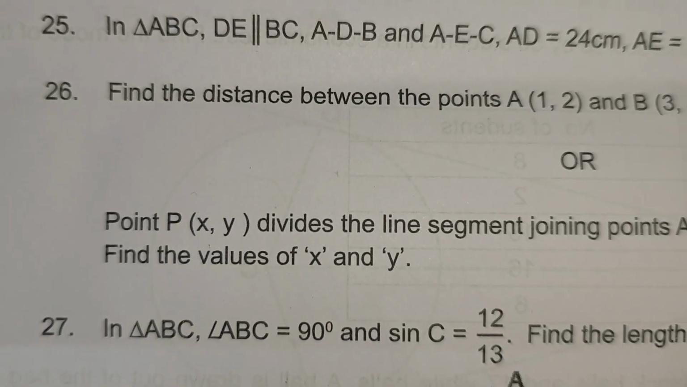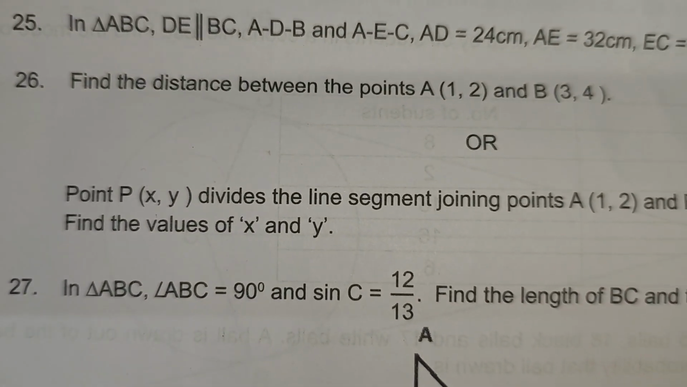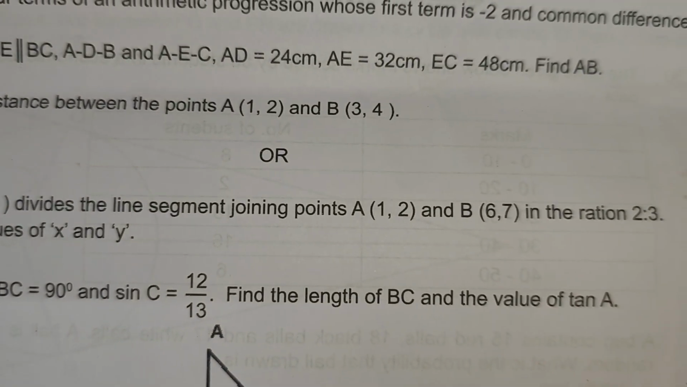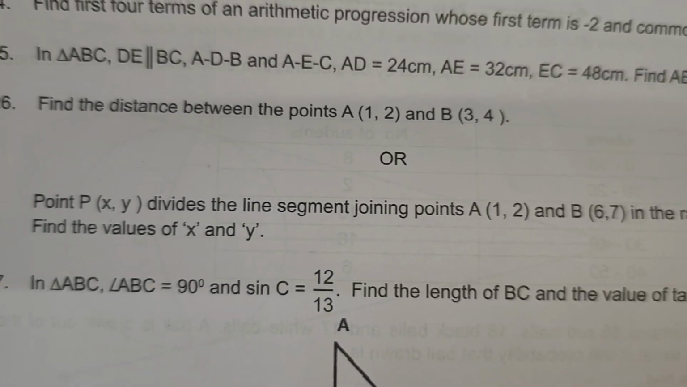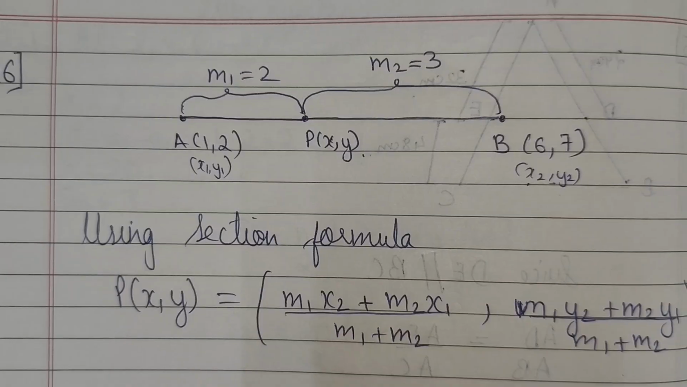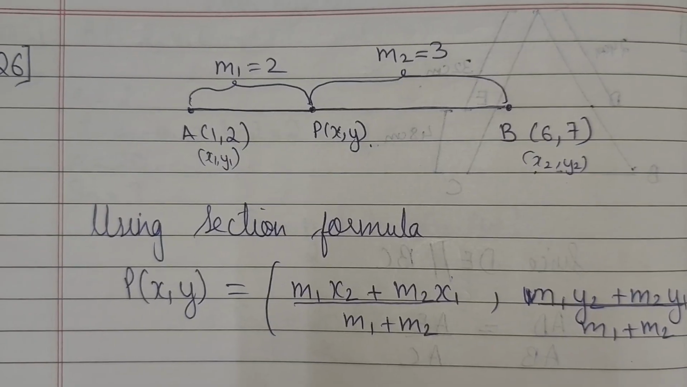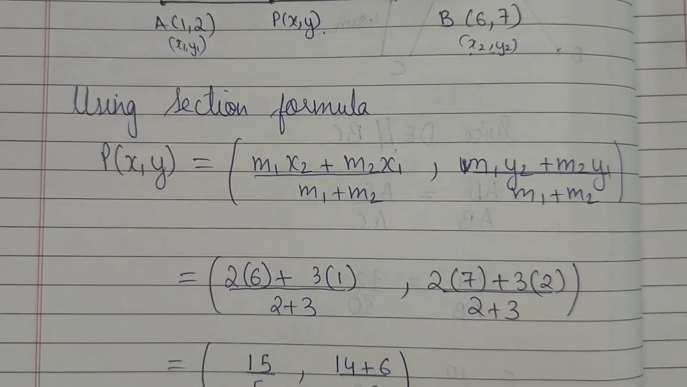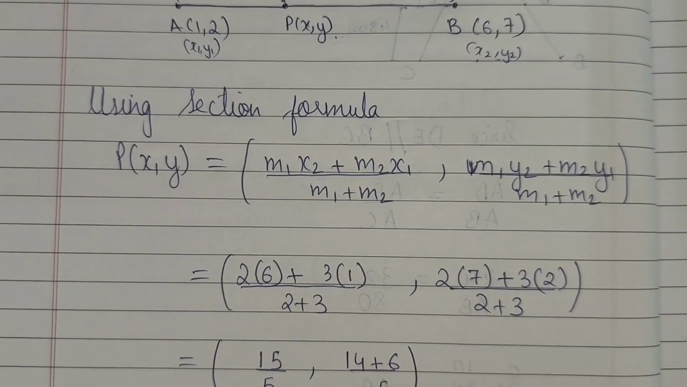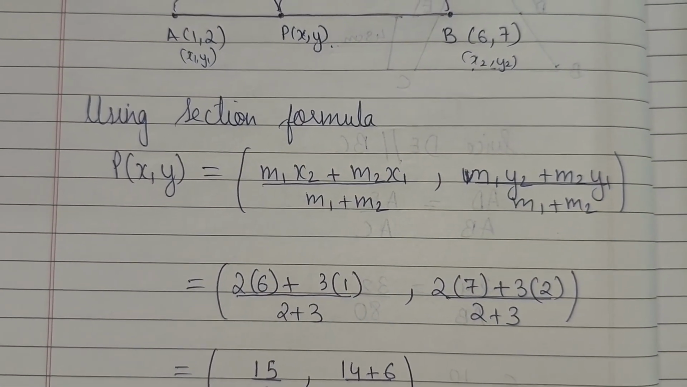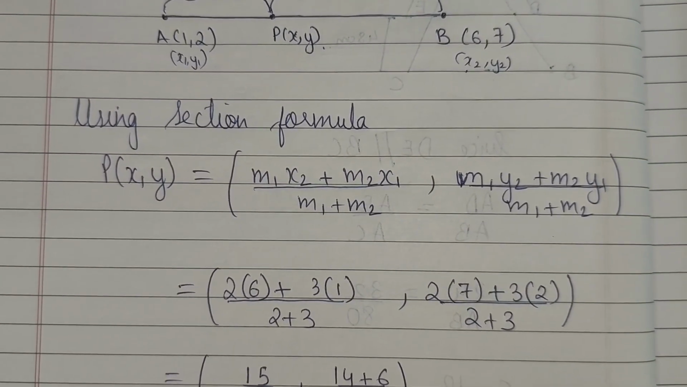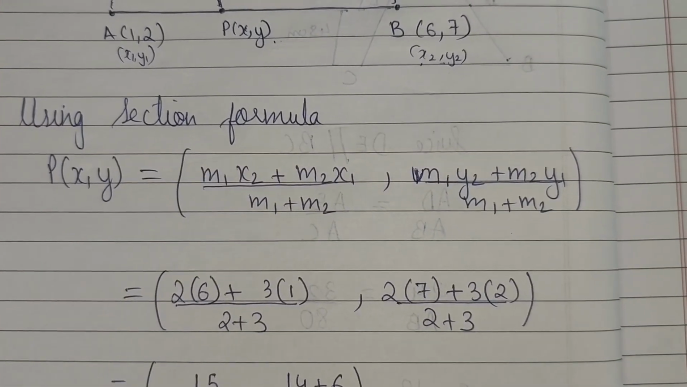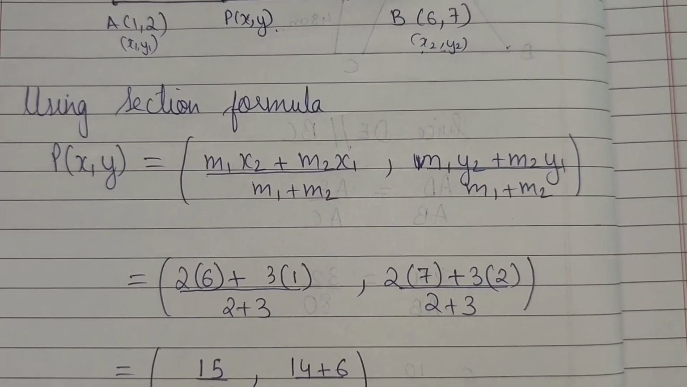Question number 26. Point P (x, y) divides the line segment joining points A (1, 2) and B (6, 7) in the ratio 2:3. Find the values of x and y. Here the ratio is given as 2:3, so m1 will be 2 and m2 will be 3. So using the section formula, P (x, y) is equal to ((m1 x2 plus m2 x1) upon (m1 plus m2), (m1 y2 plus m2 y1) upon (m1 plus m2)).